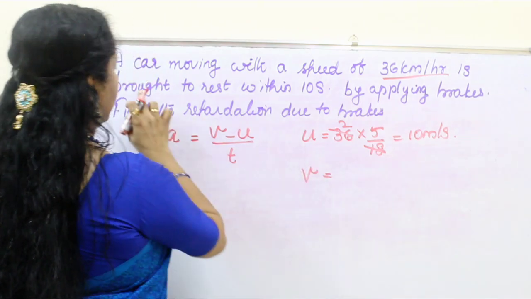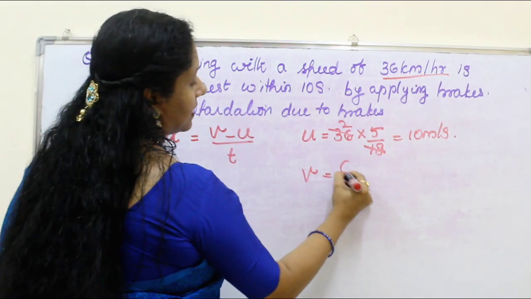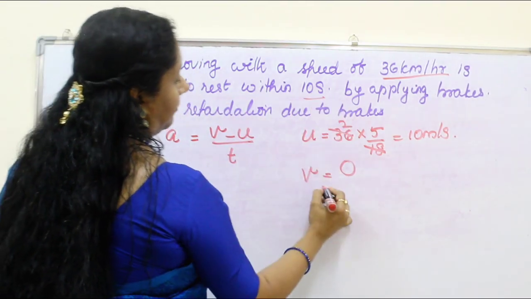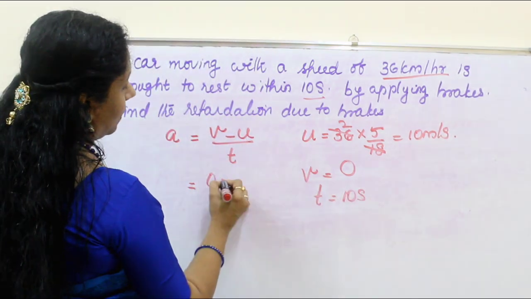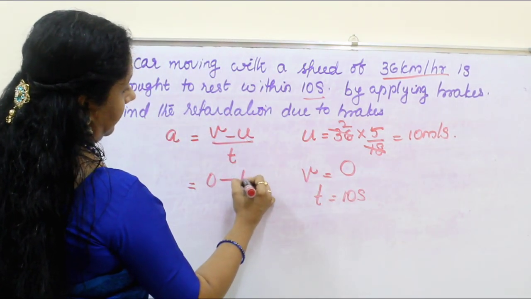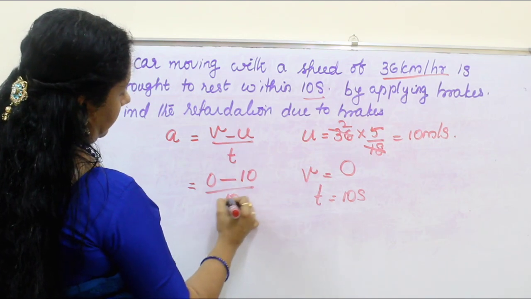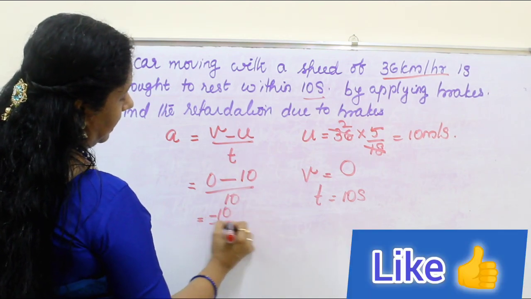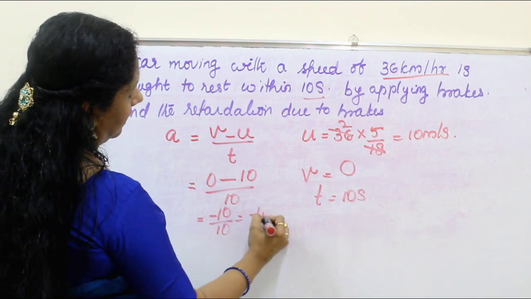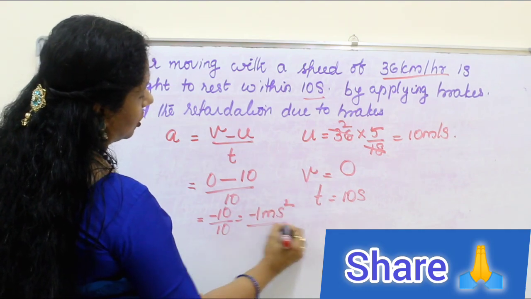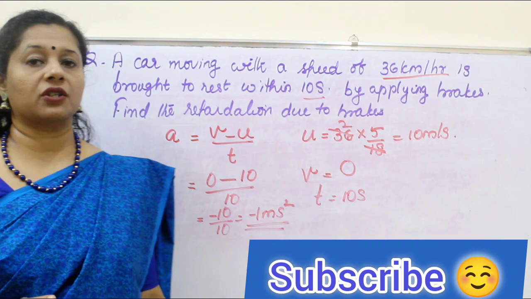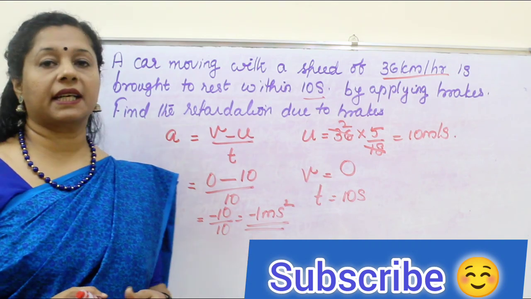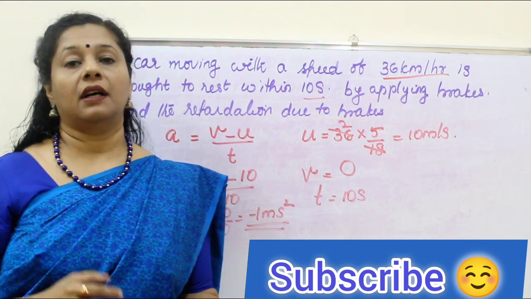What is v? It is brought to rest, so the final velocity is 0 in time 10 seconds. So we will substitute 0 minus 10 upon 10. So minus 10 by 10, that is minus 1 meter per second square. Retardation means negative acceleration, so 1 meter per second square is the retardation in this case.